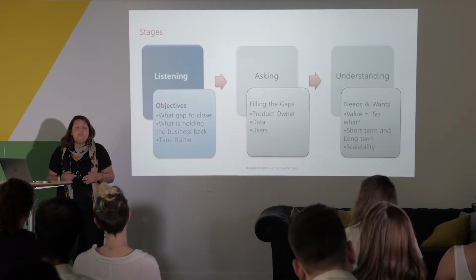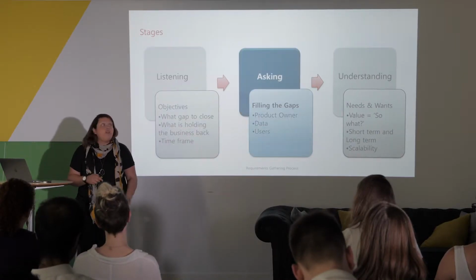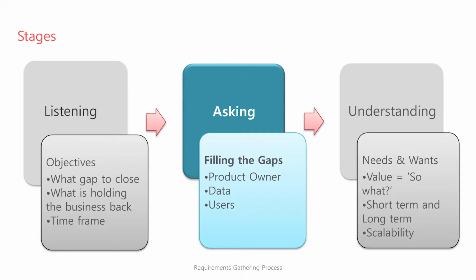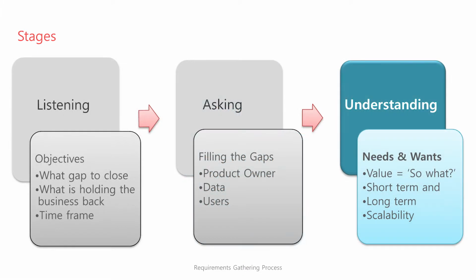Once I've listened to what he has to tell me, I go for the second stage, and that is asking. Now I want to fill the gaps that the product owner couldn't give me. And I will ask certain questions, such as data related ones, or who are the product owners and data owners, apologies. Obviously, if I'm talking with the product owner, I already know who he is. But finally, I do the understanding.